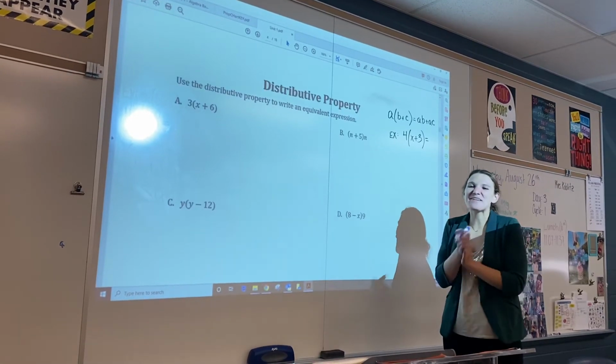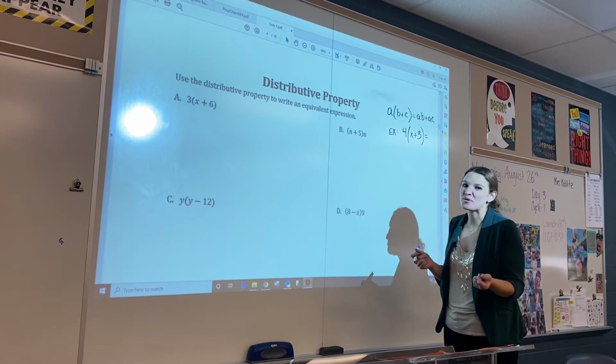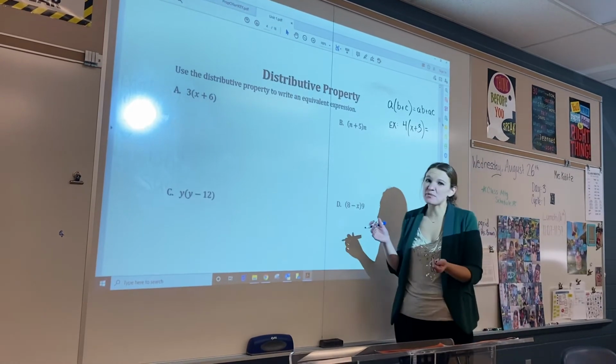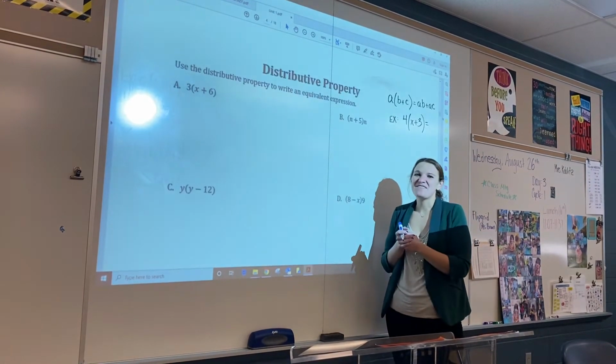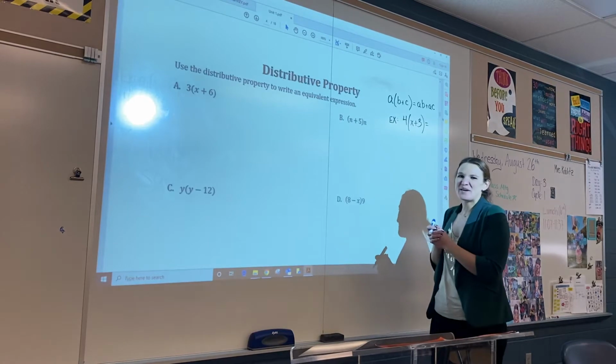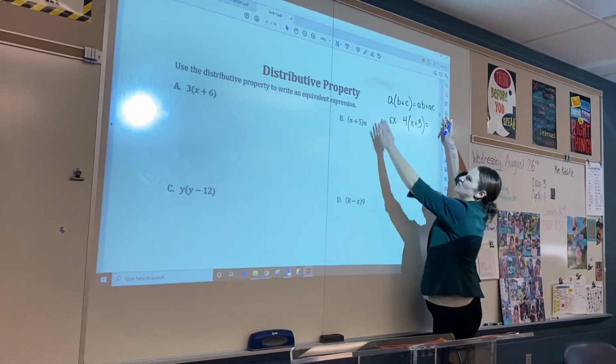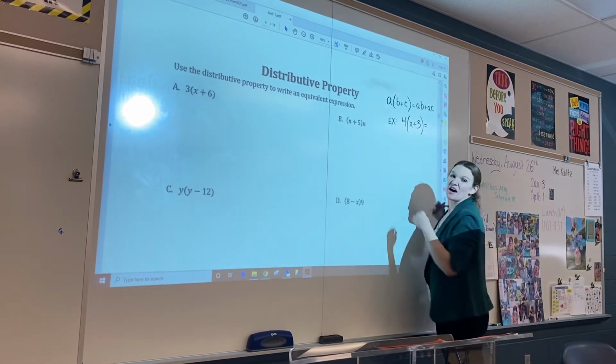Hey guys, today we're going to be looking at the distributive property. I'm sure this probably looks a little bit familiar to you, but in case it doesn't, follow along and you'll definitely pick it up. So here's an example of what the distributive property would look like if you had letter examples.